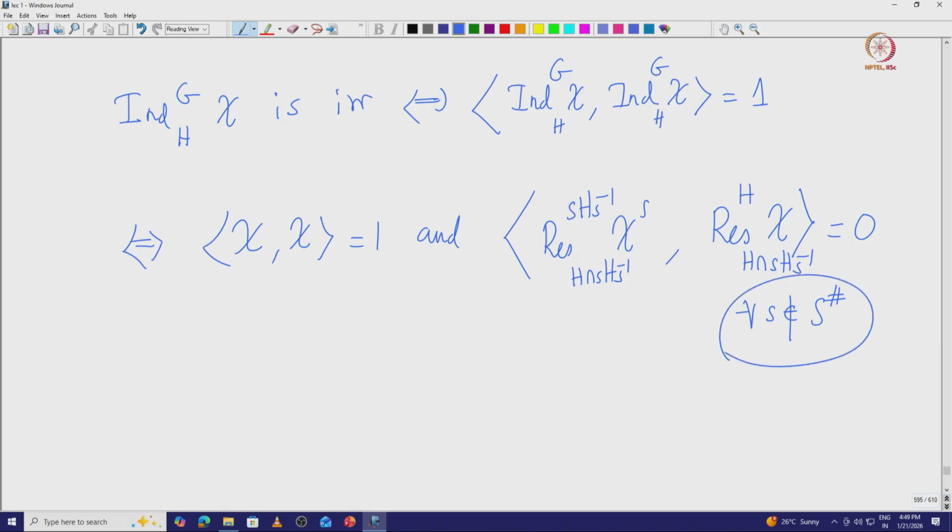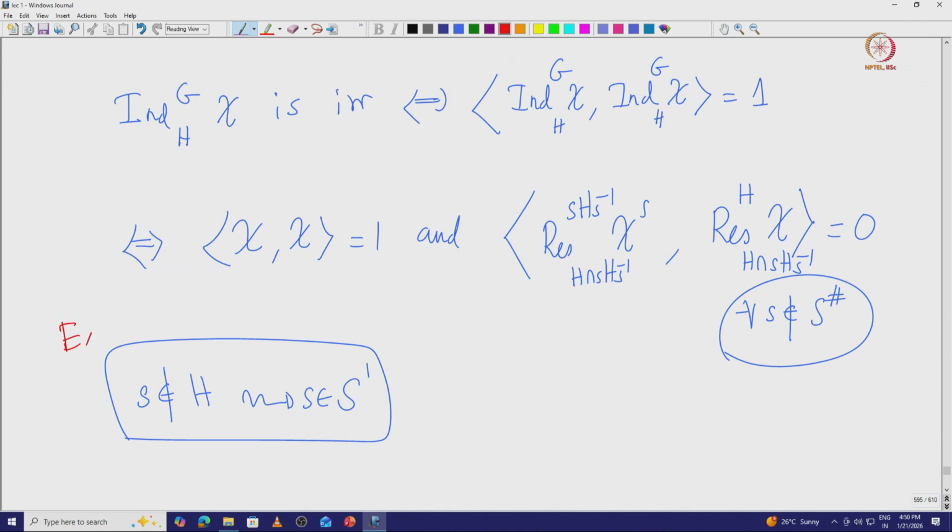okay, because if S is not in H, then it is not difficult to come up with some S dash, which is a complete set of double coset representatives of H mod G mod H, such that this S is an element of this S dash. So, this is possible, okay. Maybe you can take it as an exercise. So, what is the exercise?